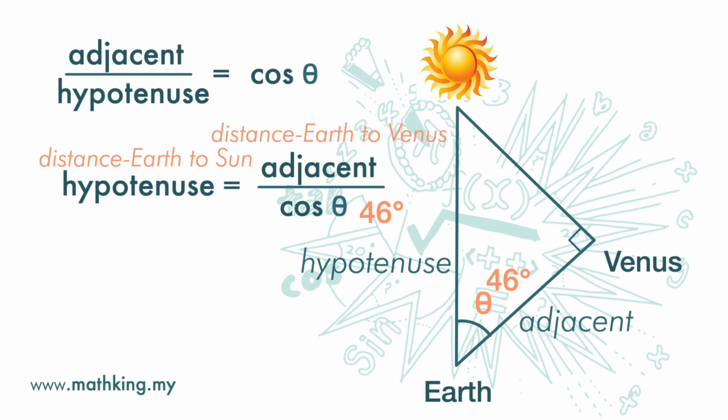We can send radio signals to Venus and then measure the time it takes for the radio signal to bounce back from Venus to the Earth. From there, we can calculate the distance from the Earth to Venus. Sending a radio signal to the Sun and waiting for it to bounce back was a bit harder in the earlier days. So we can calculate the distance from the Earth to the Sun using trigonometric ratio.